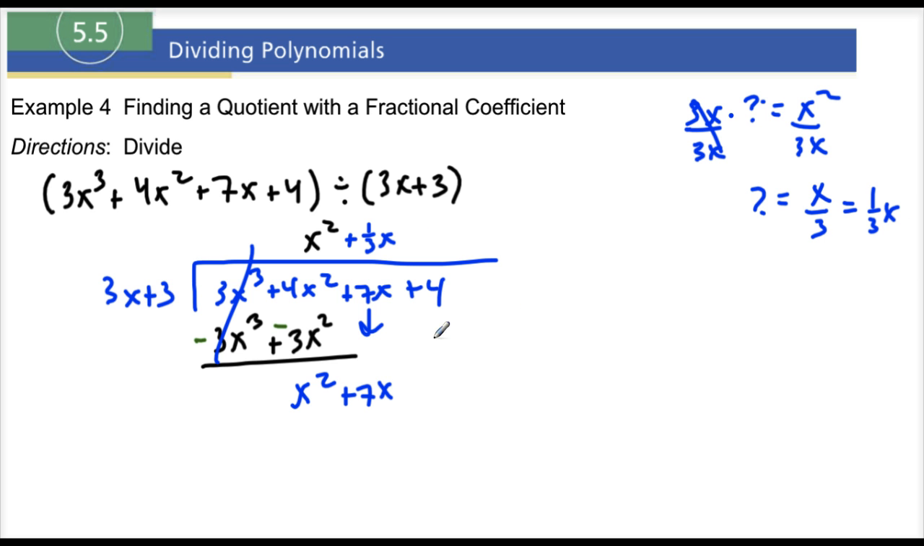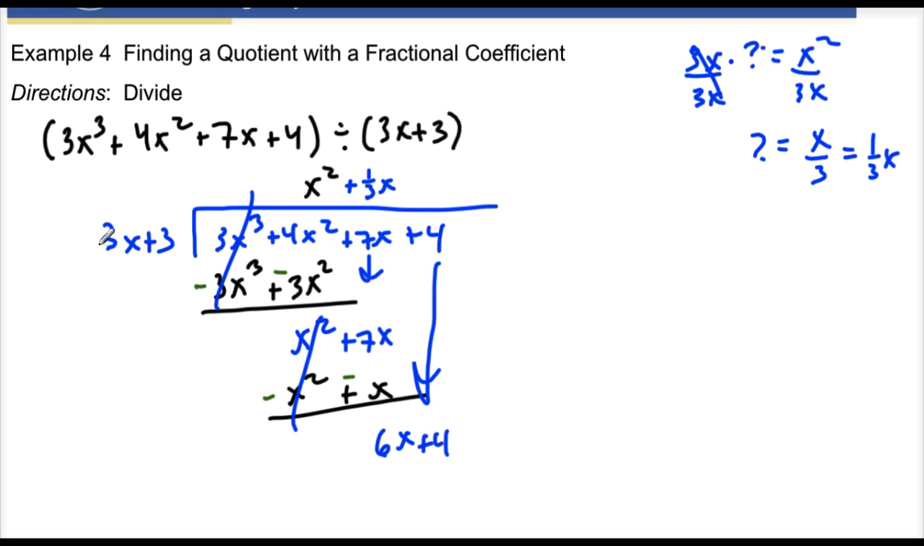All right. So now we go ahead and distribute. 1/3 x times 3x is just x squared, and 1/3 x times 3 is just going to give us x. Okay, we can go ahead and subtract those two. So those cancel out, and I'm left with 6x right here, and we drop down our next term.